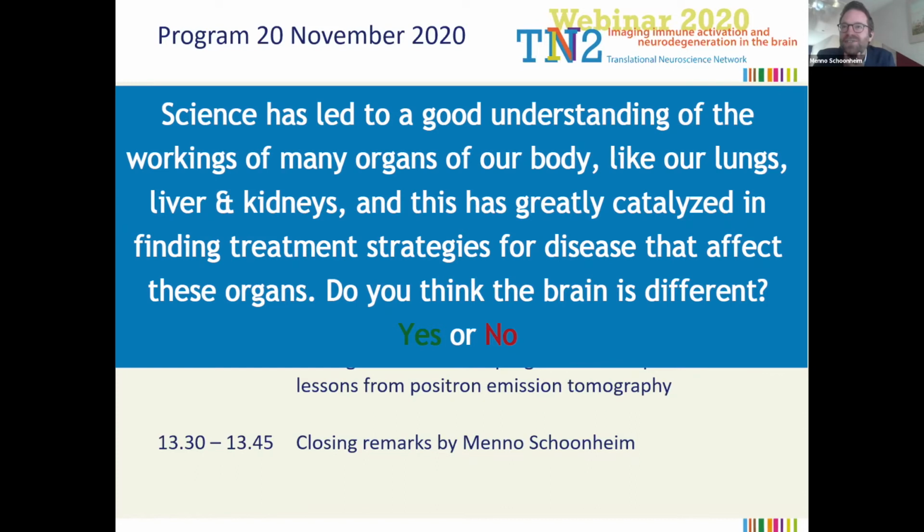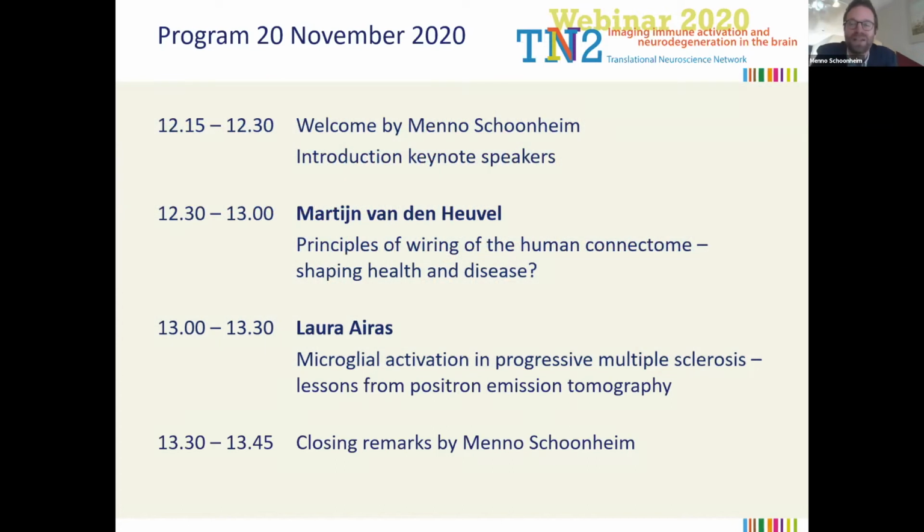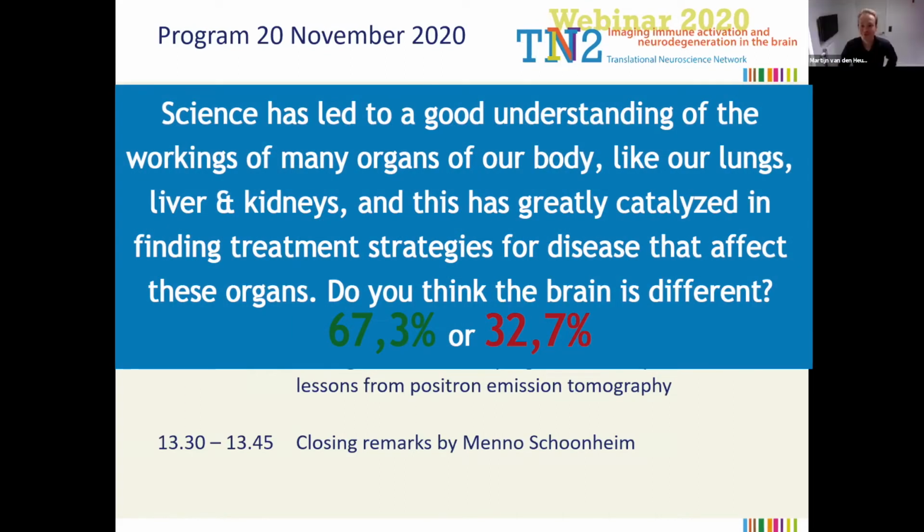So science has led to a good understanding of the workings of many organs of our body, like our lungs, liver, and kidneys. And it's catalyzed finding treatment strategies for diseases that affect these organs. Do you think the brain is different? So we wanted to start off the discussion a little bit to do a poll in this way. Aha. Oh. 1/3 and 2/3. Okay, okay.